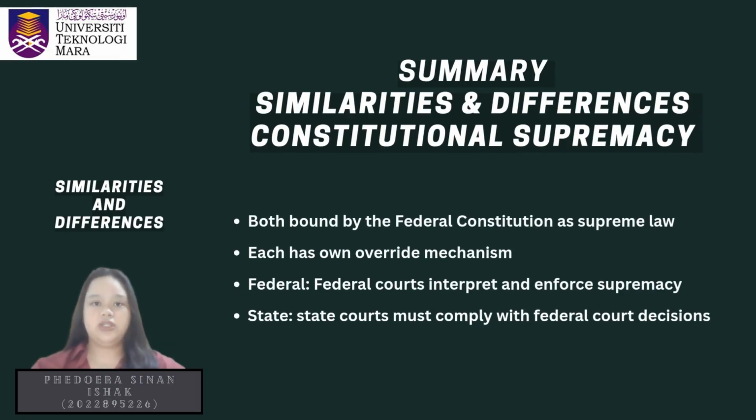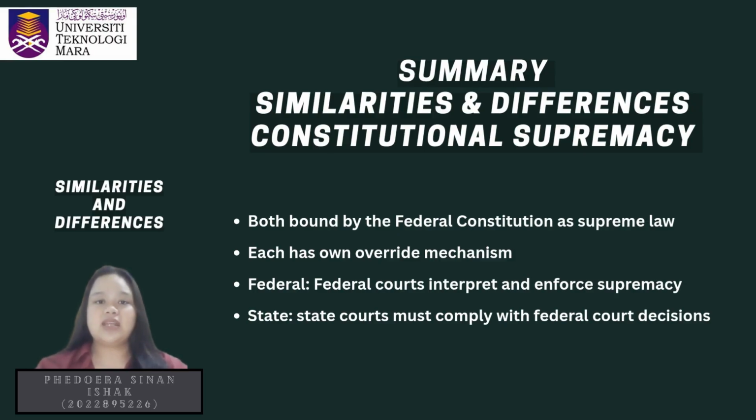To wrap up our discussion, let's summarize the key takeaways, especially concerning constitutional supremacy. Firstly, despite their differences, both the federal and state governments are fundamentally bound by the federal constitution as the supreme law. This is the ultimate common ground. Secondly, while it might seem contradictory, each has its own override mechanism within its specific sphere, demonstrating a complex interplay of powers. For the federal government, federal courts interpret and enforce this supremacy, ensuring national consistency.